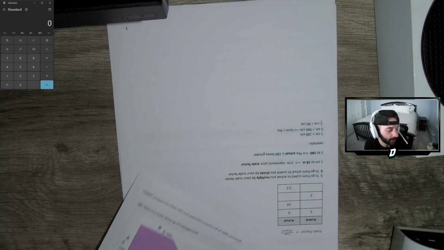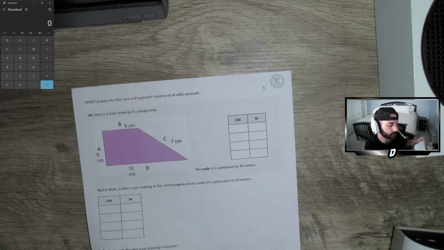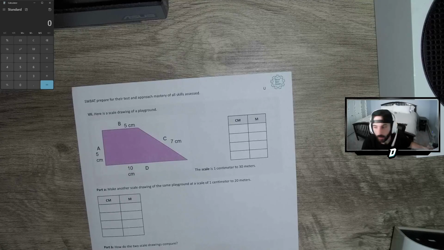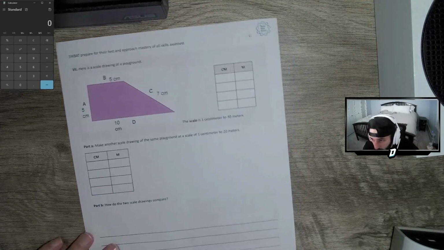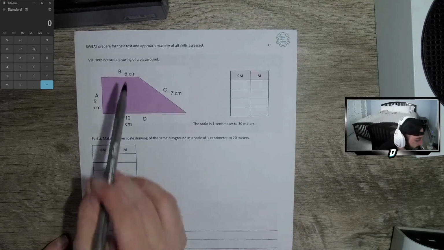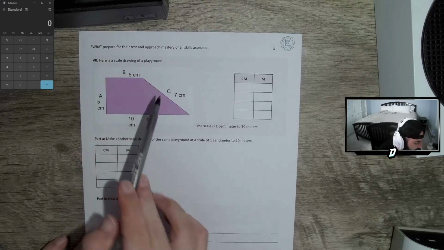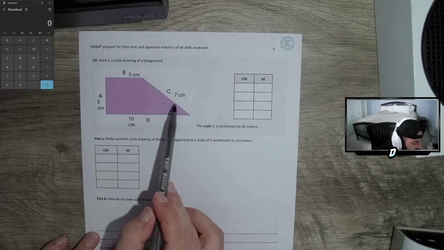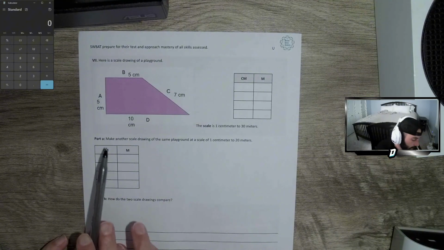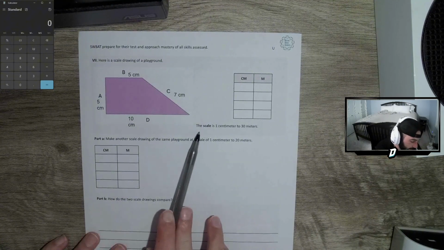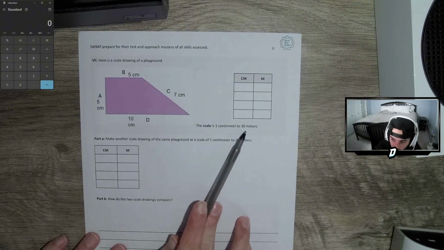And now we have our last question here, where we have a scale drawing. Right here it says it's a scale drawing of a playground of 5 centimeters, 10 centimeters, 7, 5. And it's saying that our scale is 1 centimeter to 30 meters.